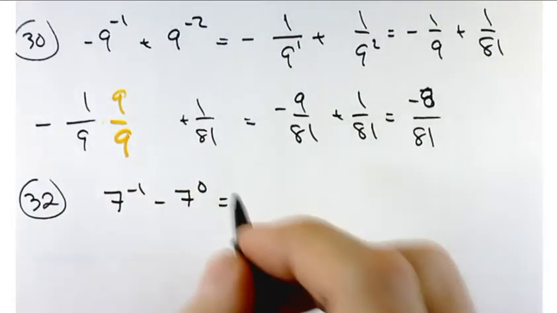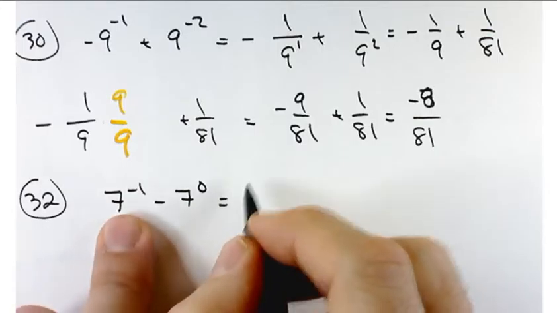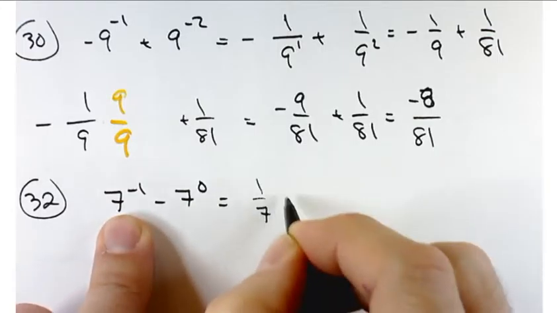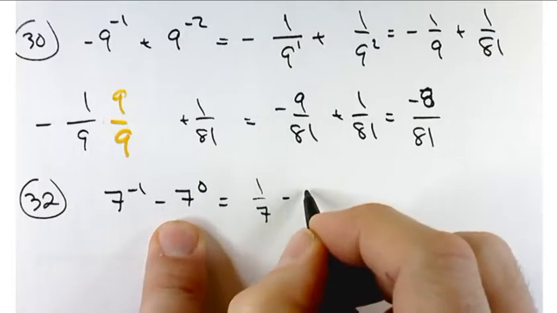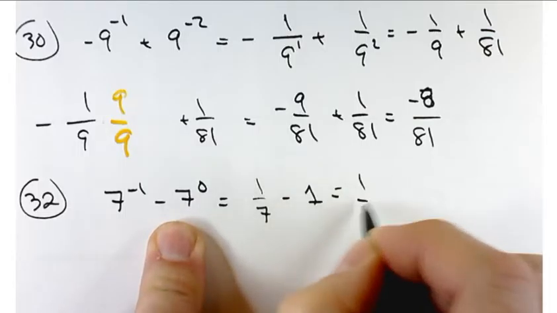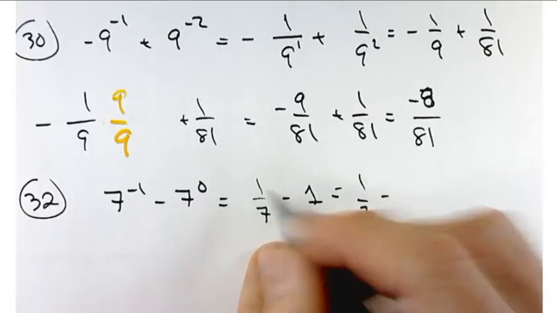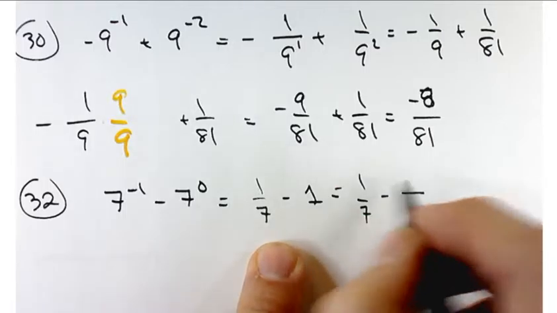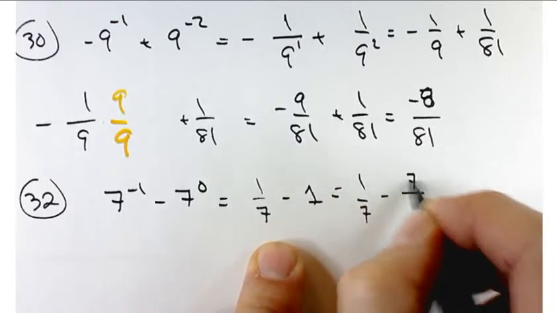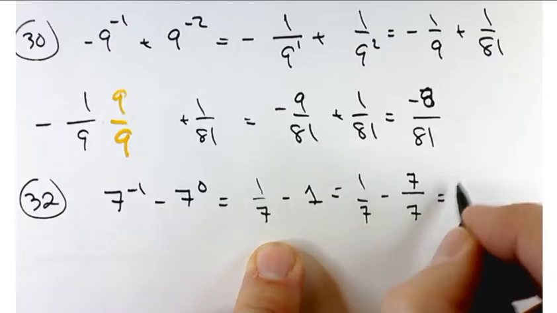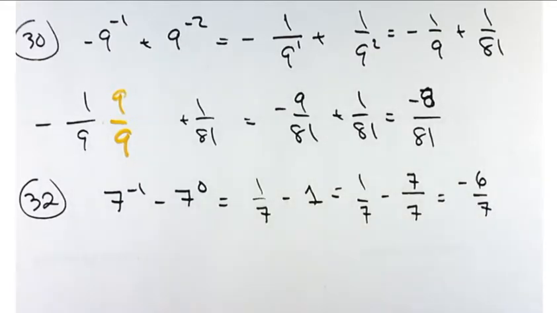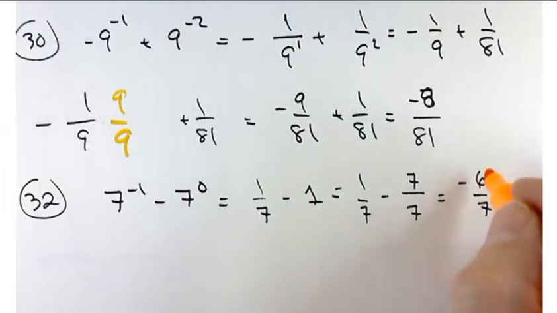Okay, so 7 to the negative first power is 1 over 7. 7 to the 0 power is 1. Now, in order to subtract these things, I need to write them with a common denominator. So I'll think of 1 as being 7 over 7. And now I can subtract the numerators. I'm left with negative 6/7.